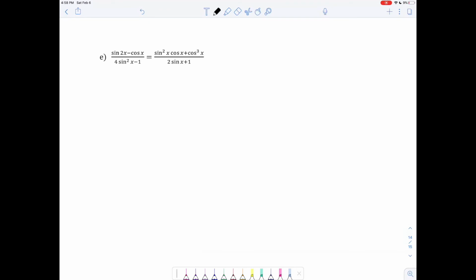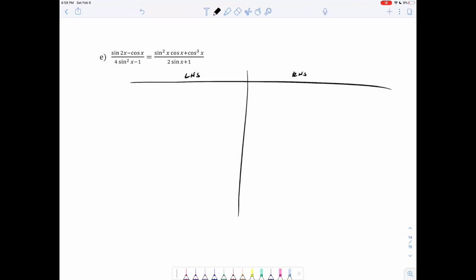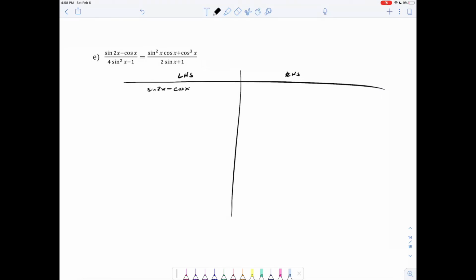Hopefully you tried it. Try it now. I'm diving in. Okay. My left side is sine of 2x minus cos x all over 4 sine squared x minus 1. My right side is this. Yuck. But I know what I can do.